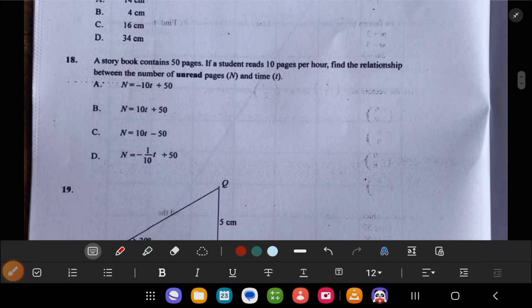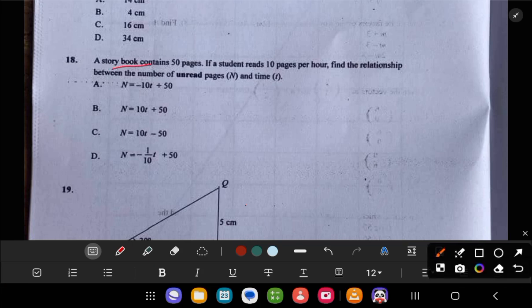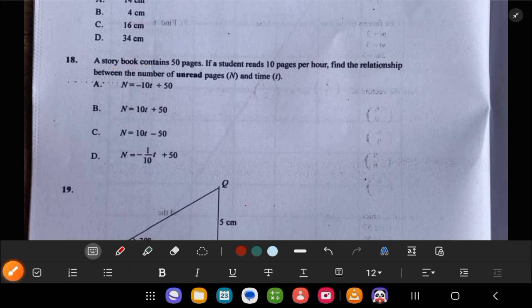Question 18. The storybook contains 50 pages. If a student reads 10 pages per hour, find the relationship between the number of unread pages and the time. So the relationship, so this is variation.